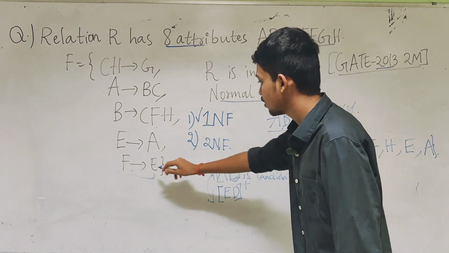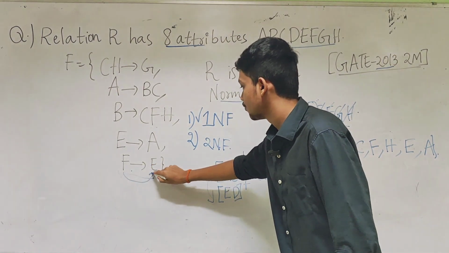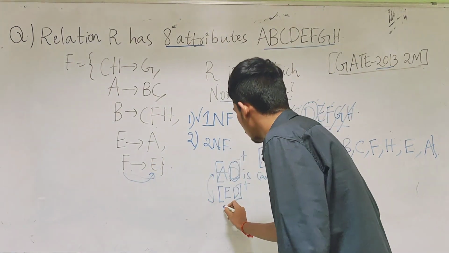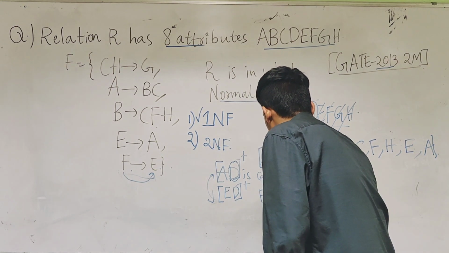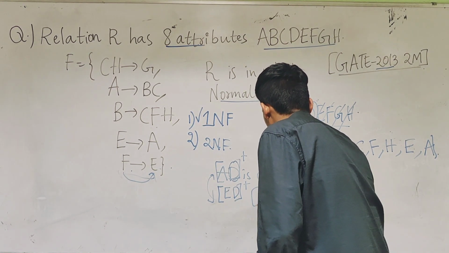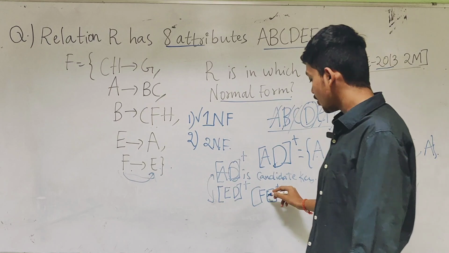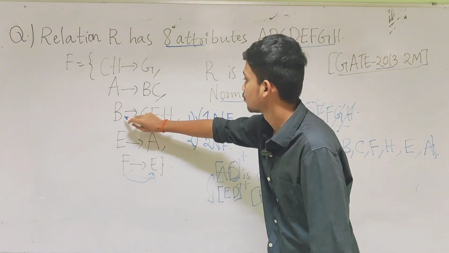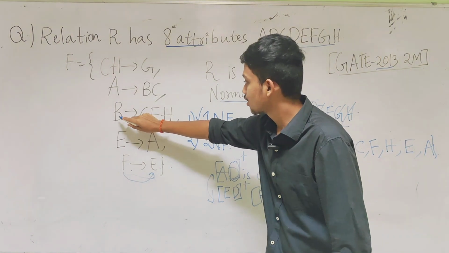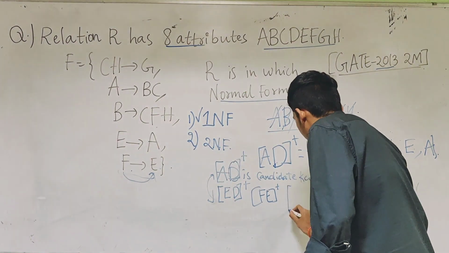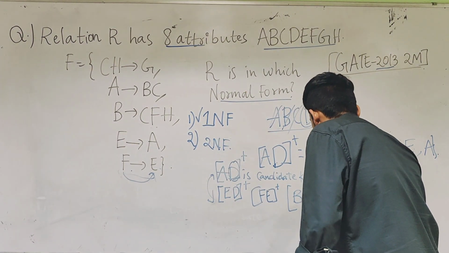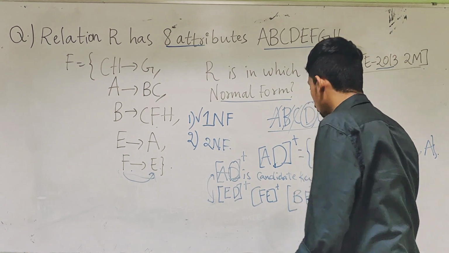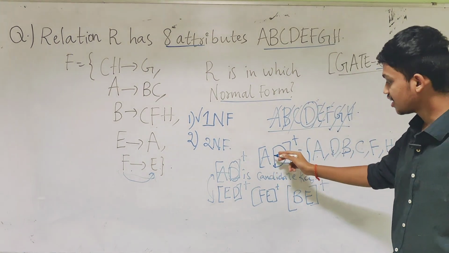Now E, how can you derive E? With F, you can derive E. So FD closure. Also, FD is a candidate key. So how can you derive F? If you have B, you can derive F. So BD closure also gives you all the attributes like AD.